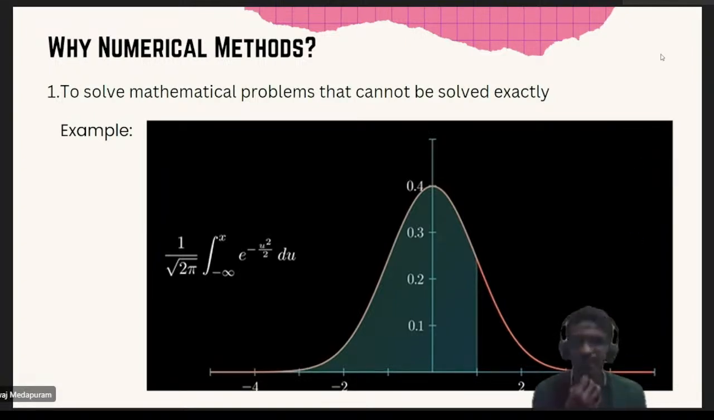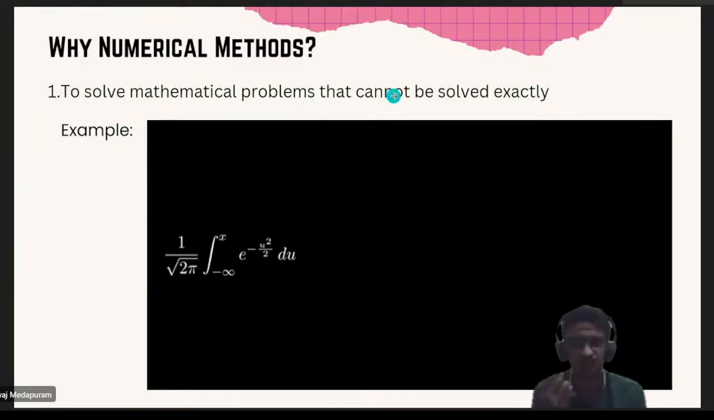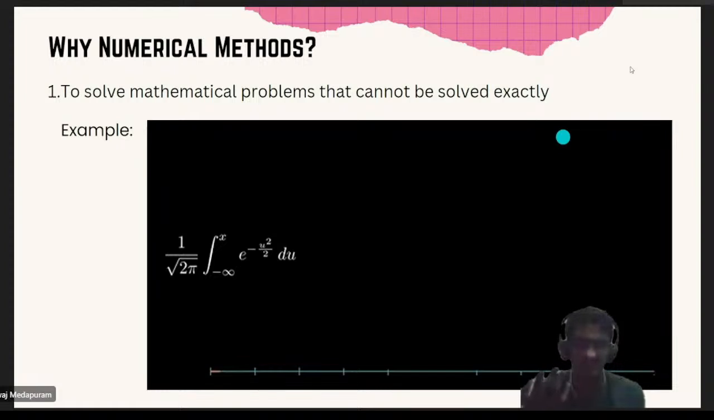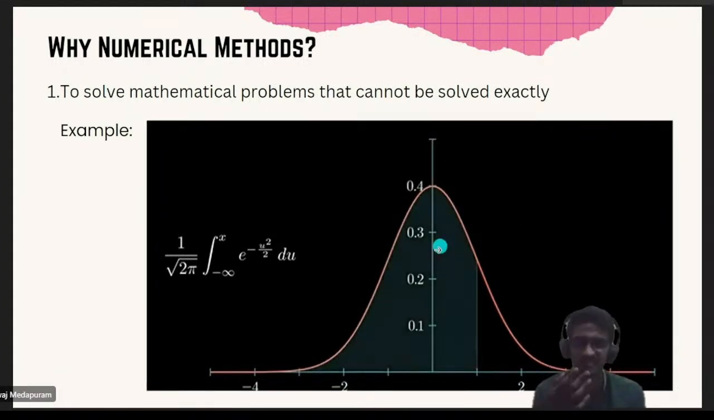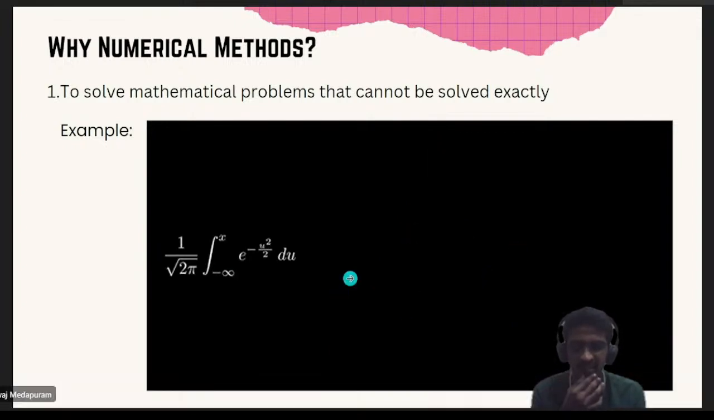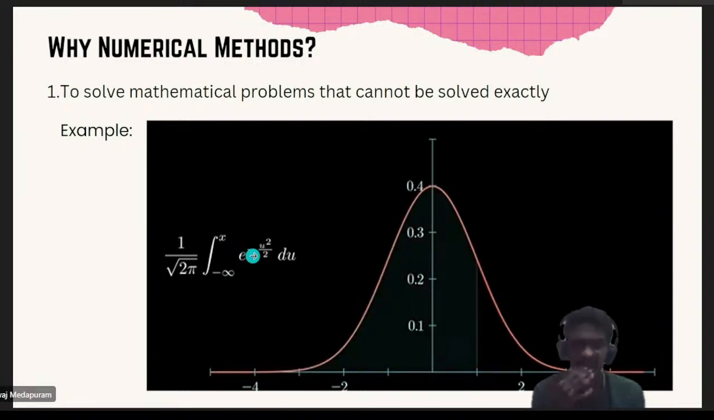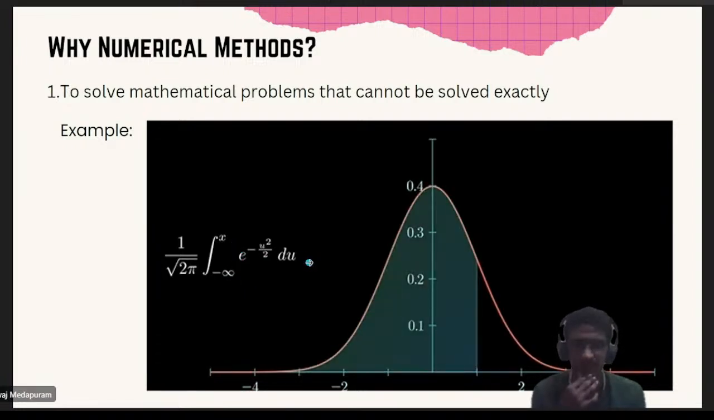We'll see why numerical methods are employed. The first reason is to solve mathematical problems that cannot be solved exactly. I'll give you an example for this. What you see now is a normal curve. Imagine you want to find the area under this curve. It is essentially the integral from minus infinity to x of e to the power minus u squared by 2 du. I want to mention that this integral is possible to solve by hand only if x is infinity.